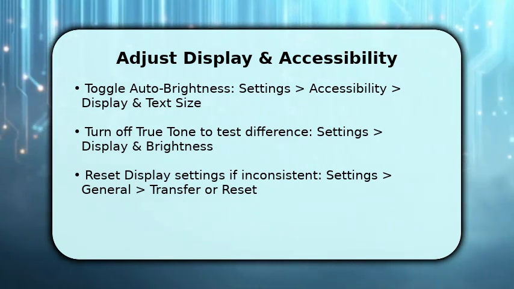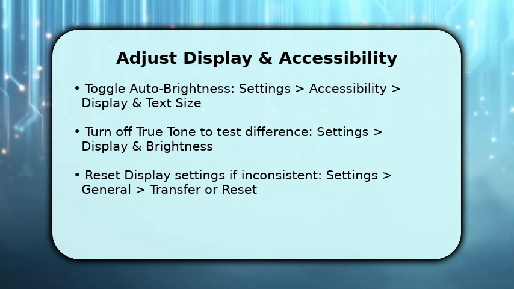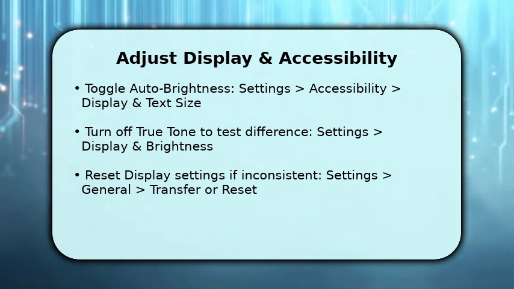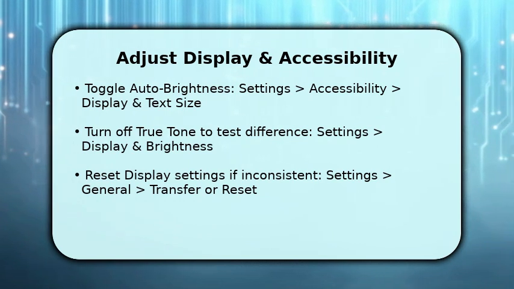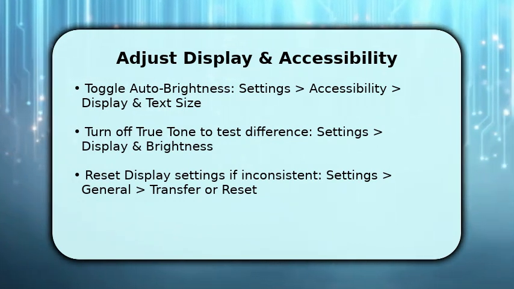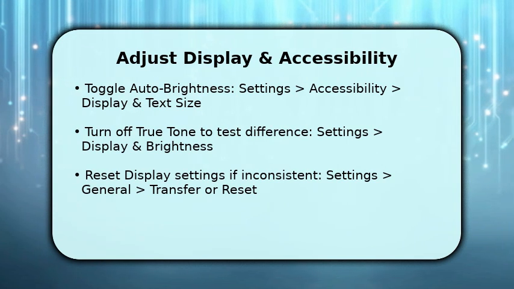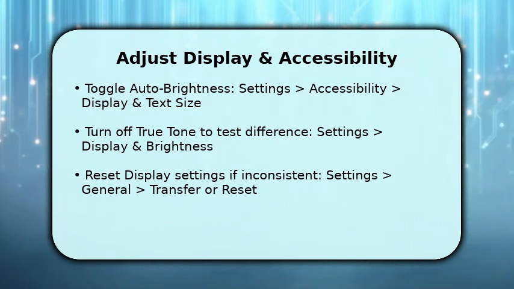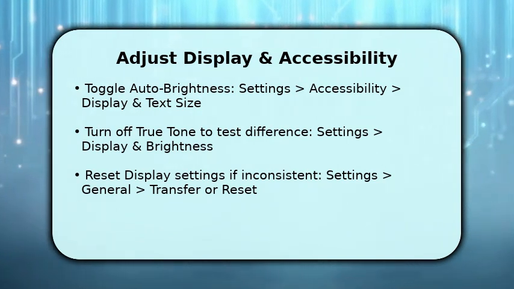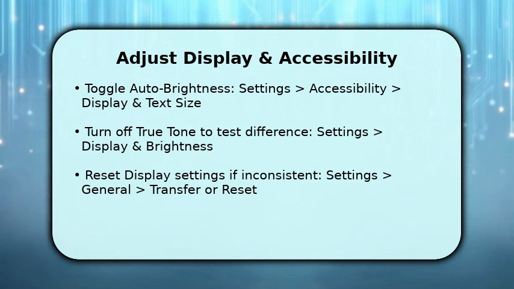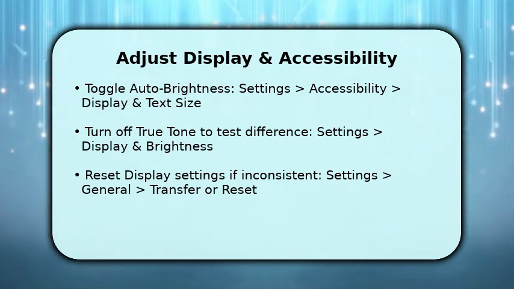Then disable True Tone in Settings, Display and Brightness, to isolate adaptive color shifts from brightness changes. If behavior remains inconsistent, reset display-related settings via Settings, General, Transfer or Reset, and choose Reset All Settings. This preserves data while clearing misconfigured display preferences.